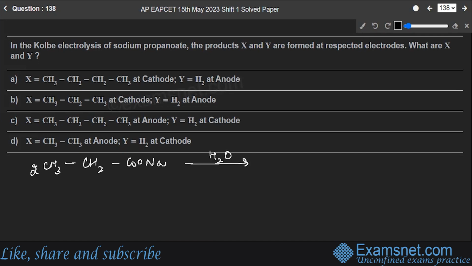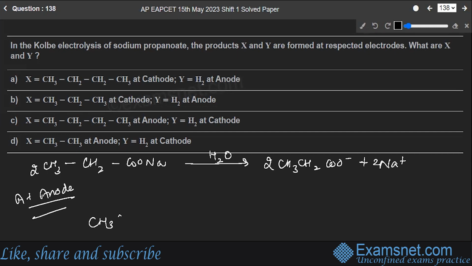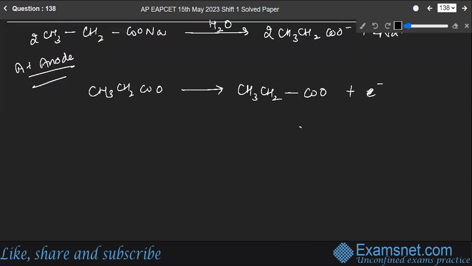When the electrolysis of this is done, so this is reacted. Electrolysis is done in the presence of water. This will give you these two ions, sodium ion. So here is two. Okay, now at anode and cathode, first of all, I'll talk about the anode. At the anode, you will have CH3CH2COO-. This will give you CH3CH2COO radical plus an electron. If one carbon dioxide is removed from it, you will get this radical, ethyl.